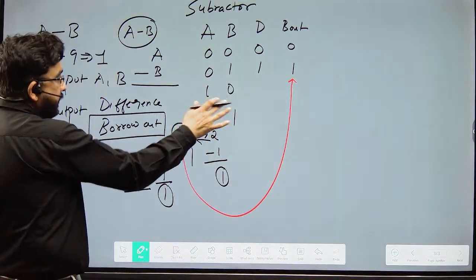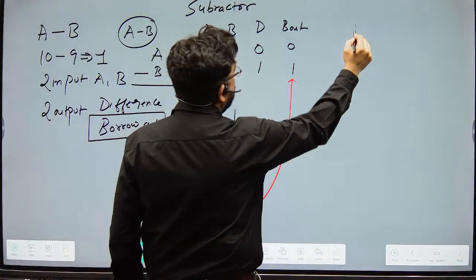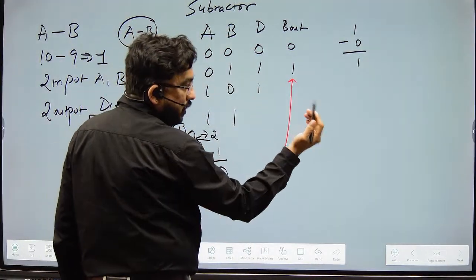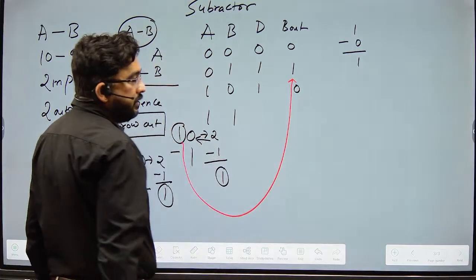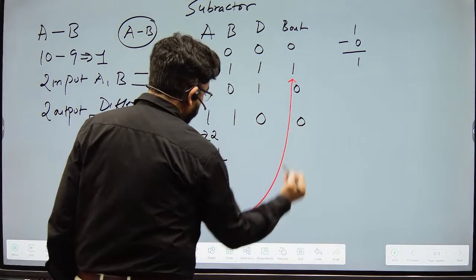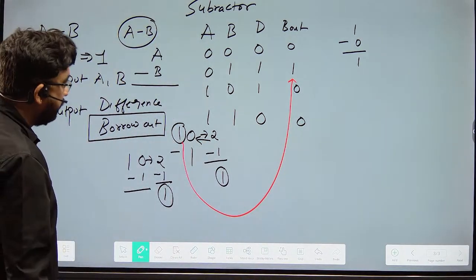Now this is very simple. 1 minus 0 is 1, and since you have not borrowed anything, the borrow out is 0. And 1 minus 1 is 0, and borrow out is 0.